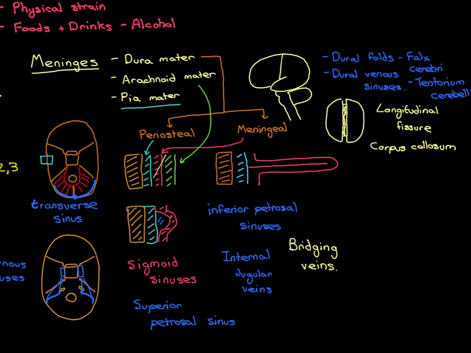Now there is going to be a space in between the pia mater, which covers the brain, and the arachnoid mater, which lines the meningeal dura mater. That space is called the subarachnoid space. All of that space that's produced, that's the subarachnoid space. And that space is going to be filled with cerebrospinal fluid, CSF.